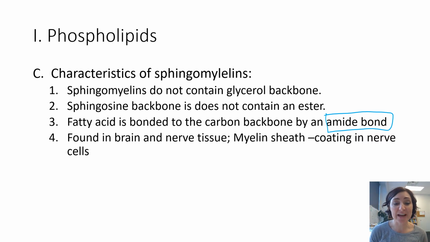We find sphingomyelins in brain and nerve tissue. You might have heard of the myelin sheath, which is made of sphingomyelins. That's the coating in nerve cells that's important for nerve transmission. We'll talk about that as well on a future slide.